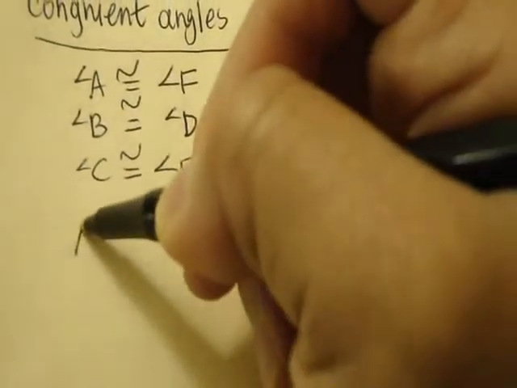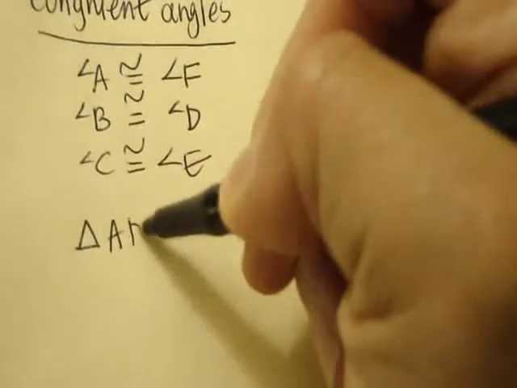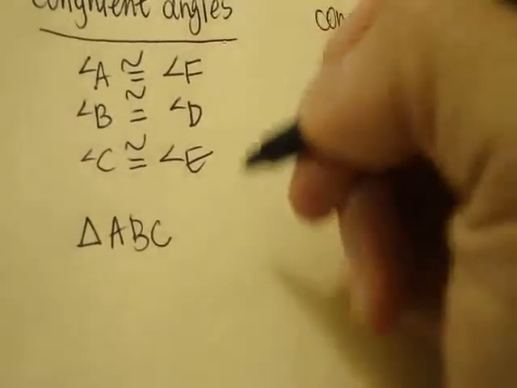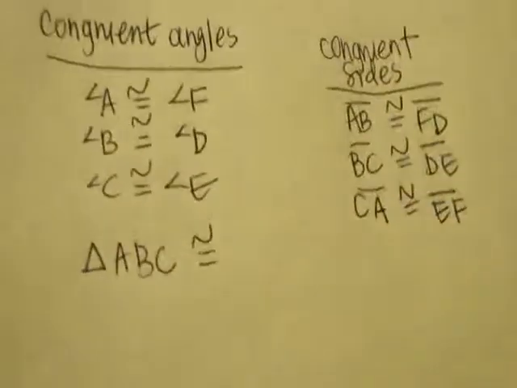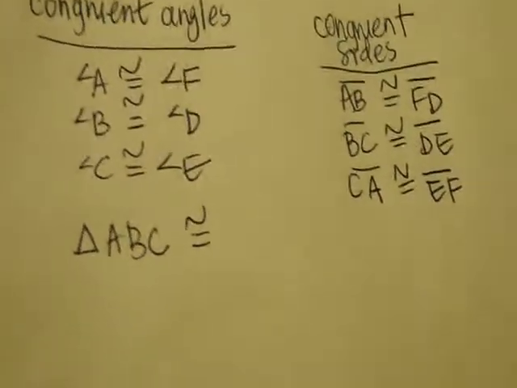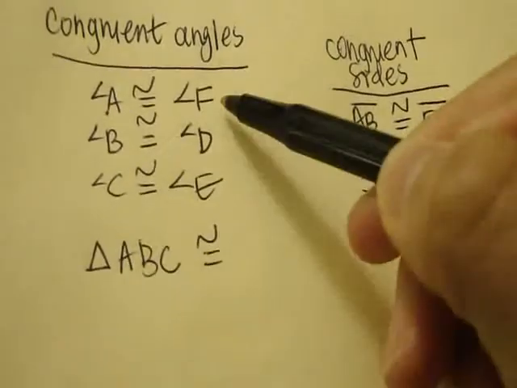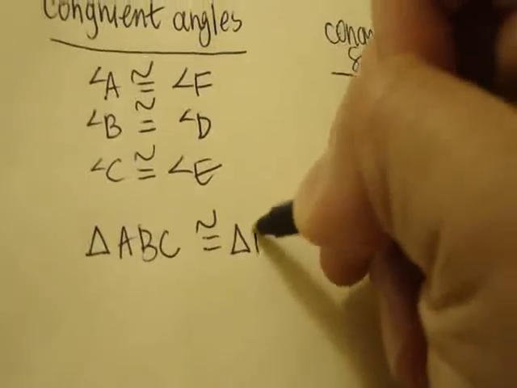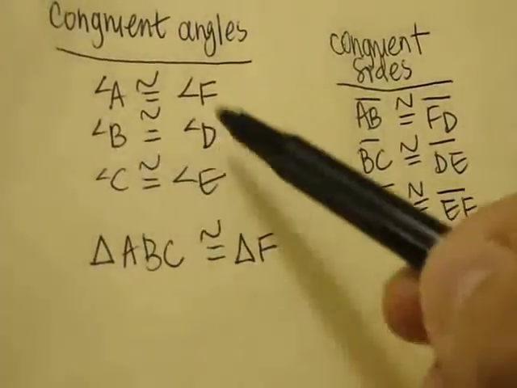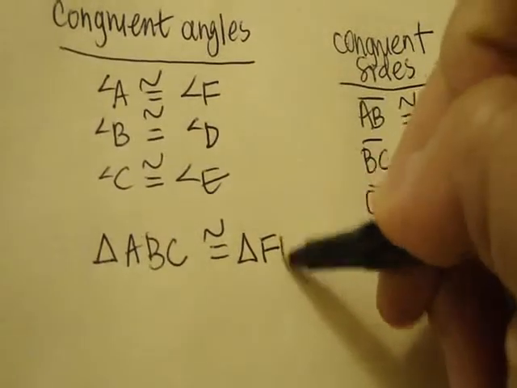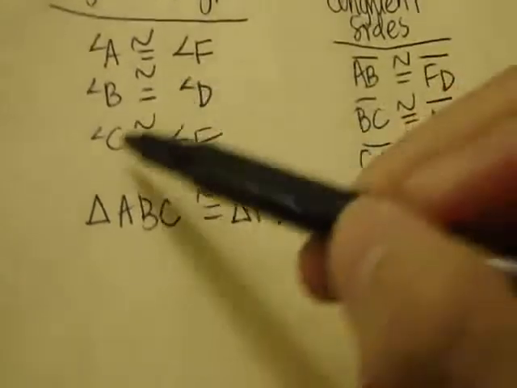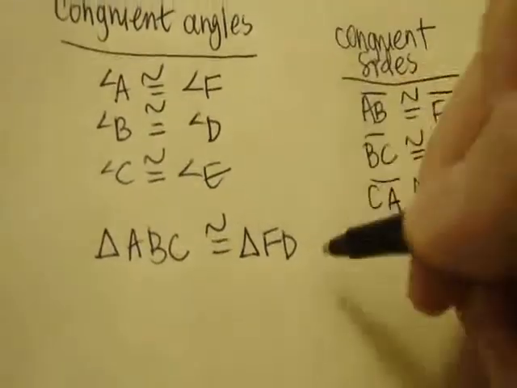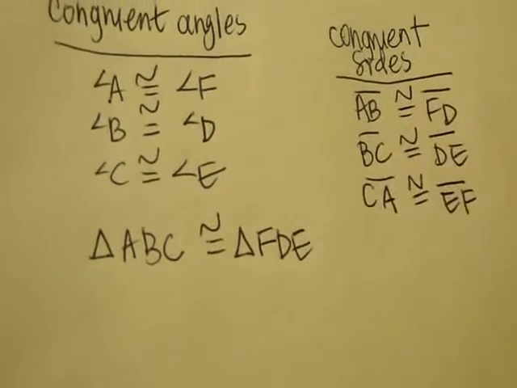So I'm going to go ahead and write my first triangle, ABC. And we know that ABC is congruent to this other triangle. But we got to make sure we get the order correct. We know that A matches up with F, so I'm going to go ahead and write F first. We know that B matches up with D, so I'm going to go ahead and write D next. And we know that C matches up with E, so I'm going to go ahead and write E.